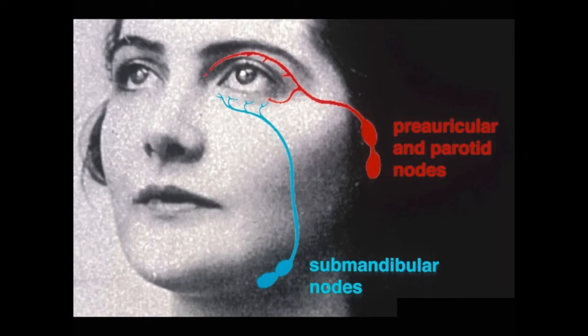This diagram shows the distribution of metastases from the preauricular nodes, and this diagram shows the lymphatic drainage from the eyelid. The upper lid and lateral third of the lower lid drain to preauricular and parotid nodes, the medial two-thirds of the lower lid to the submandibular nodes.